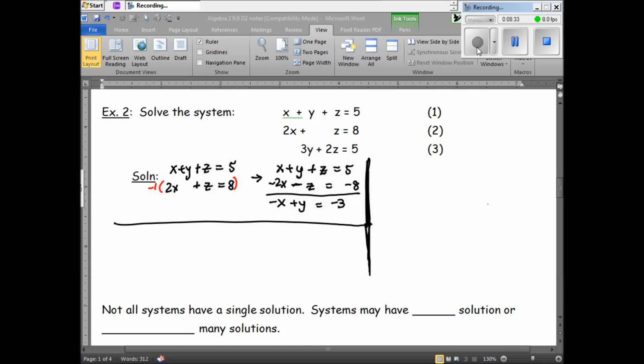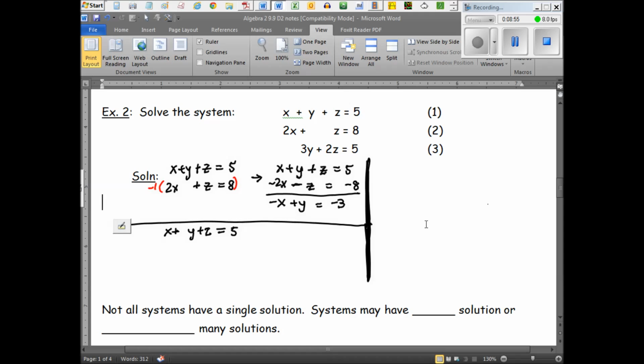Then I need to do the same thing and eliminate the same variable from a different pair of equations. So I'll just pick the first and last ones like I did last time. I think that's what I did last time. Anyway, it doesn't matter. Let's pick the first one and the last one. So that's the 3y plus 2z equals 5.